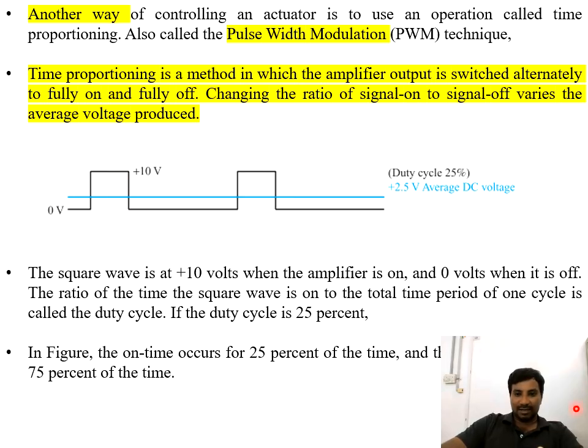Here a graph is given. If you look at the square wave, it is set at plus 10 volts when the amplifier is on, and 0 volts when the amplifier is off. The ratio of the time the square wave is on to the total time period of one cycle is called the duty cycle. So if the duty cycle is 25%, we have 25% on time and the remaining 75% is off time.